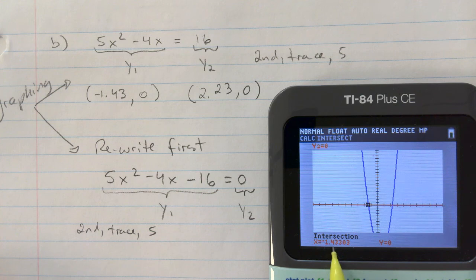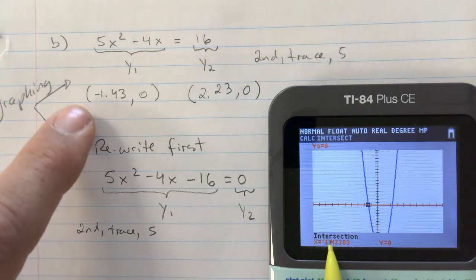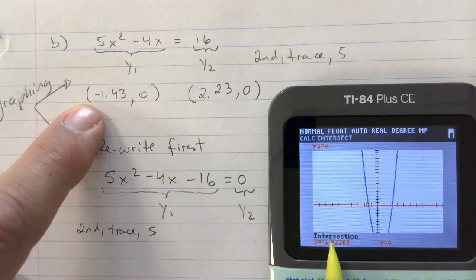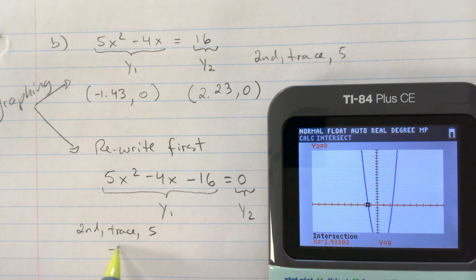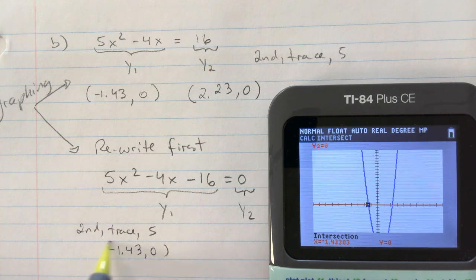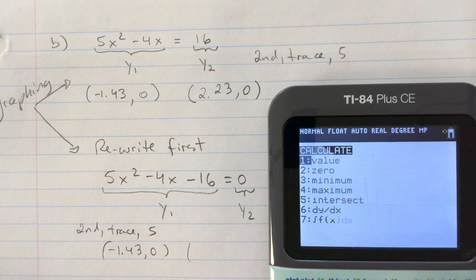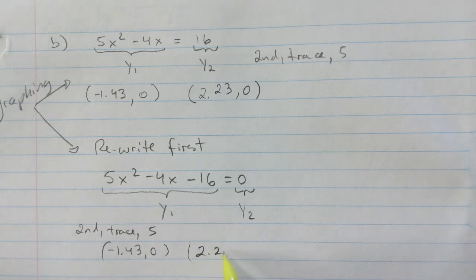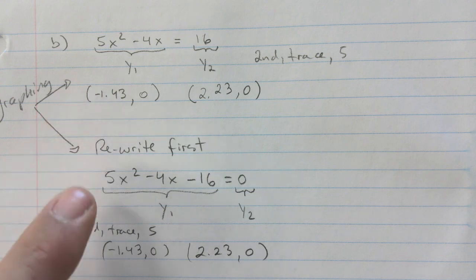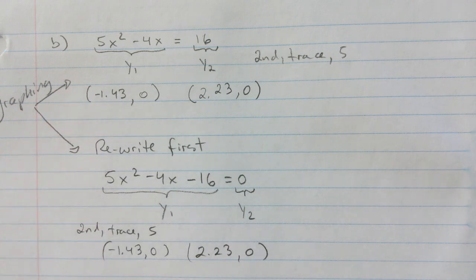What do I get for my answer? Exactly the same as I did before, except y is already equal to 0 here. I should show you, otherwise you won't believe me, right? This better be 2.23, and it is 2.23. Okay? And so using that method or this method, that's how you do it by graphing, okay?